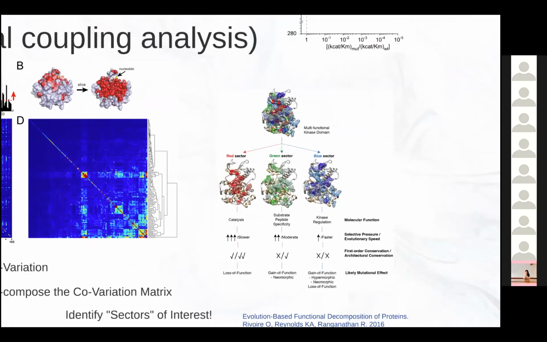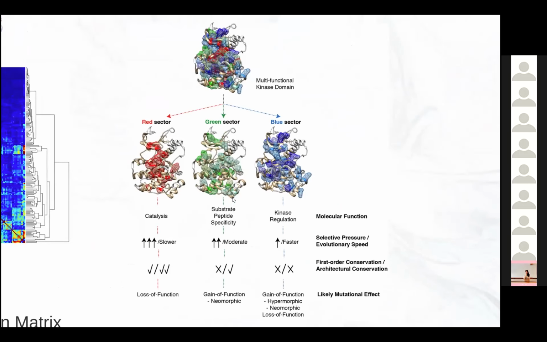And so here's what this looks like in their paper where they took a kinase domain. They defined 3 sectors. And again, a sector is not a domain. It's not primary sequence. It's not secondary sequence. It's something brand new that this kind of coupling analysis reveals. So here's what the red sector looks like. Here's what the green sector looks like. Here's what the blue sector looks like.